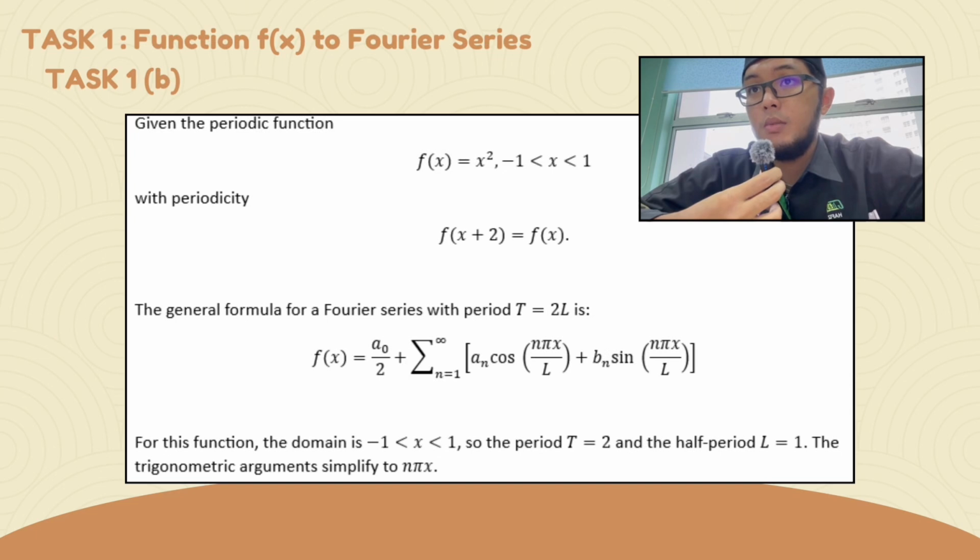We are given this periodic function f of x equal to x squared, and the domain will be from -1 to 1, and the periodicity will be f of x plus 2 equal to f of x. So we start with the general formula of Fourier series, and for this function the domain is from -1 to 1, and the period is 2. So the half period is 1. We can simplify this trigonometric argument to cosine n pi x and sine n pi x.